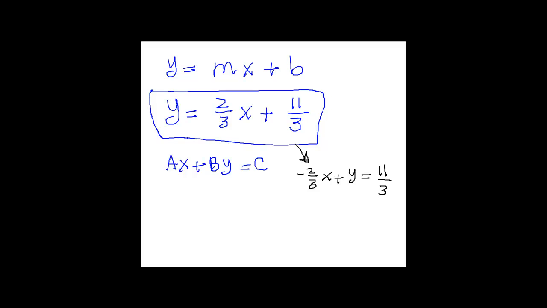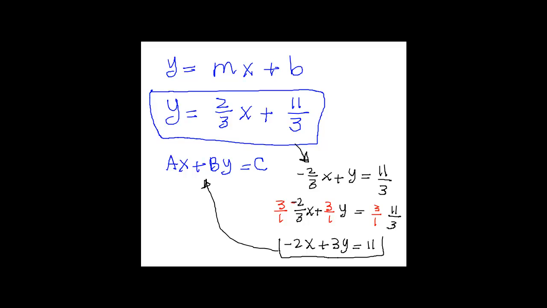If I multiply each term by 3 over 1, then I can get into the standard form. Minus 2/3 x plus y equals 11/3. So here we get minus 2x plus 3y is equal to 11. That's the standard form. It's the same equation in that form. Just make a note of that, please.